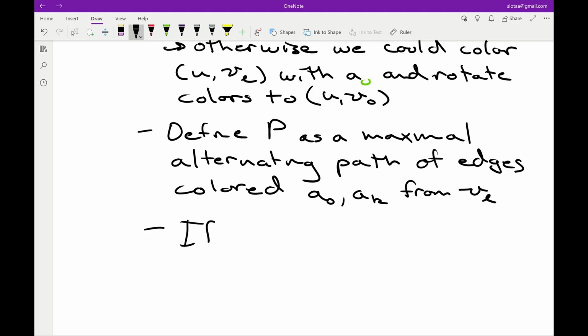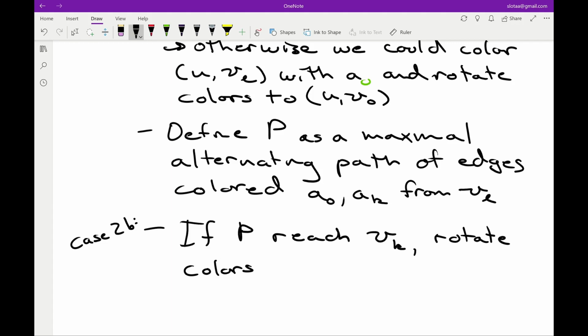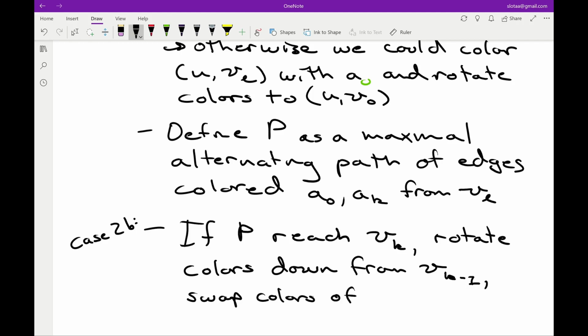So if P reaches, let's call this case 2B, if P reaches our V sub K, rotate our colors down from that V sub K minus 1, and swap colors on P.